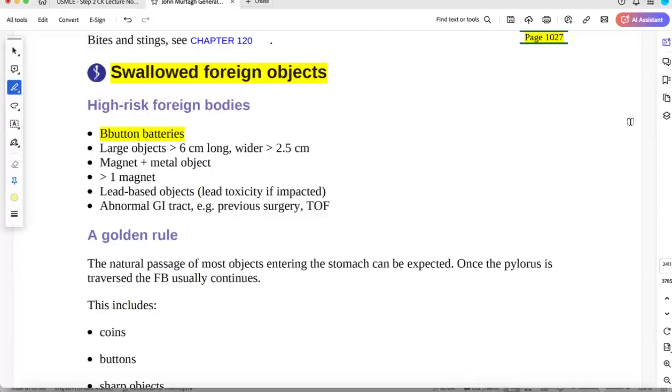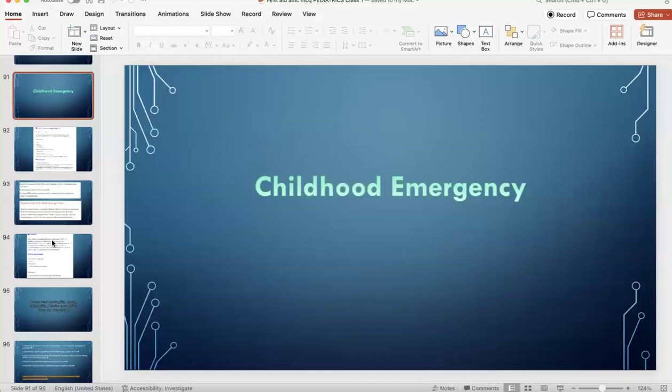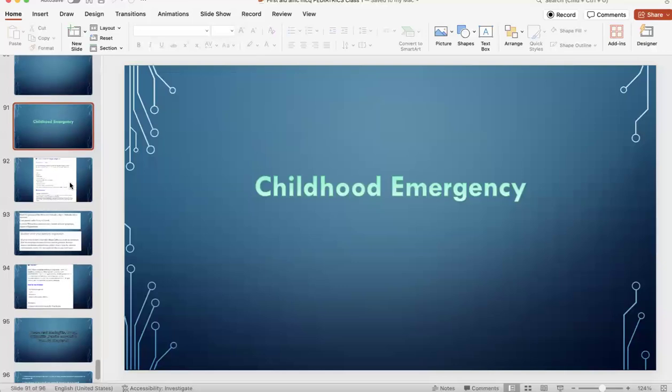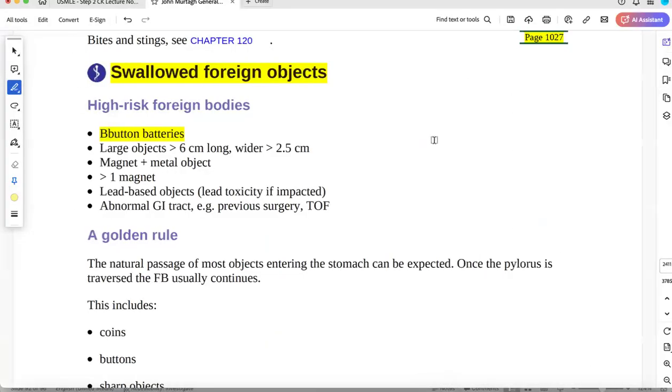So now we're going with chapter 89 from John Morrtag, which is emergencies in children. For emergencies in children, the important things are already given in the notes. If you open up the note, you will see all the important topics are given. In your class 1 note, there is not the full of it, but if you open the lecture 2 note, then you will be able to find the rest of it. So what I would do is mainly go with the John Morrtag now, and then I will show you the lecture note and you can go through that.